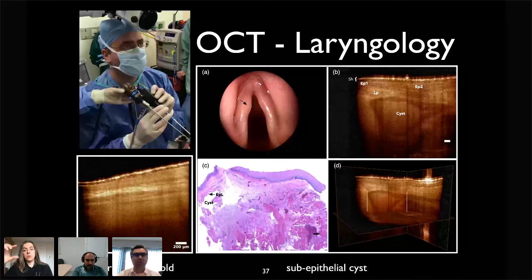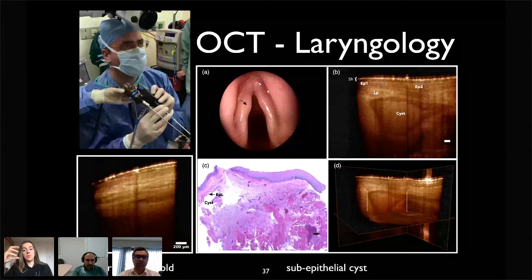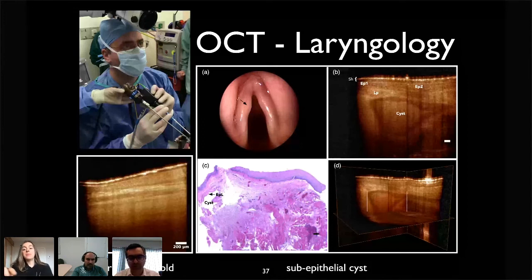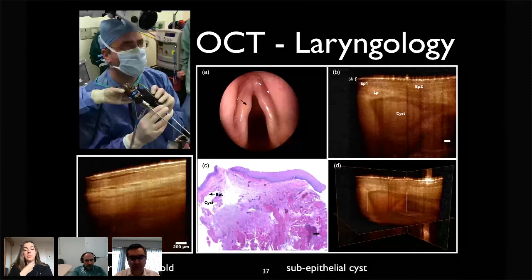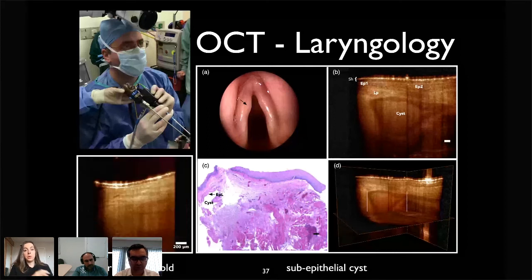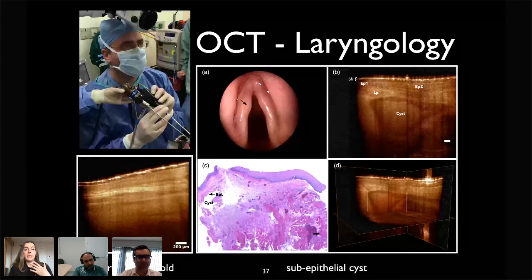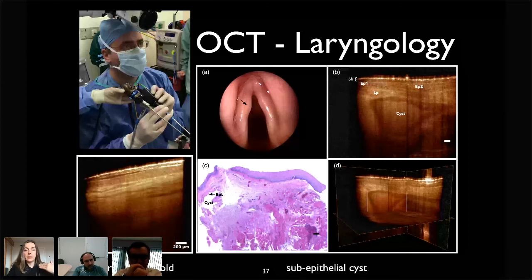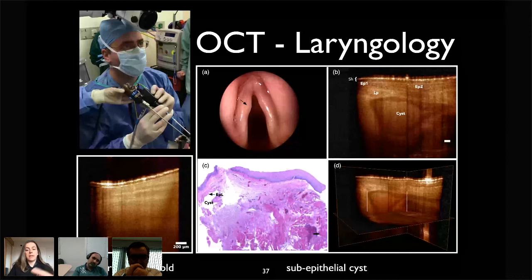OCT shows you the type of cyst. Is it full? What is it filled with? Especially if we bring the spectroscopic data. And also, how deep is it? And how much of the lamina propria can you preserve? In other words, how much of the voice can you preserve by operating on it? So it can give you a prognosis for the therapy. But more than that, there are other lesions that are even more aggressive than a cyst.